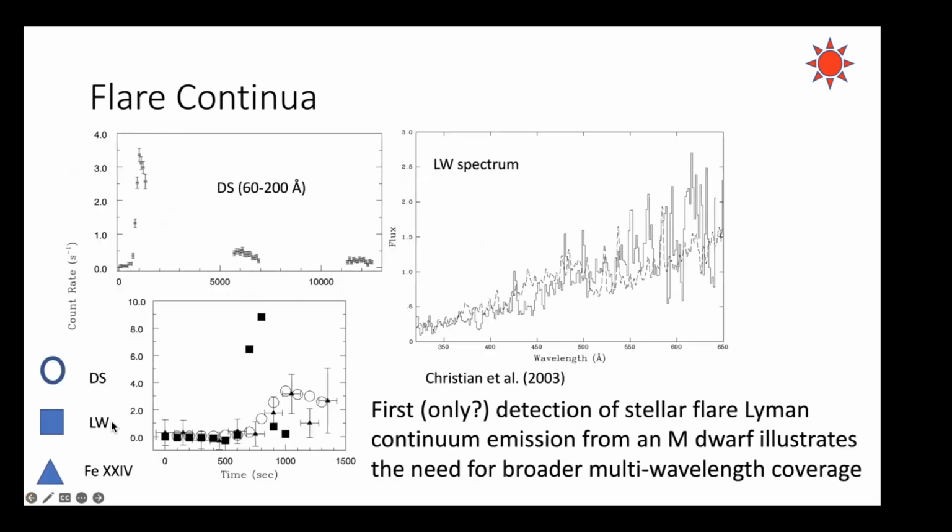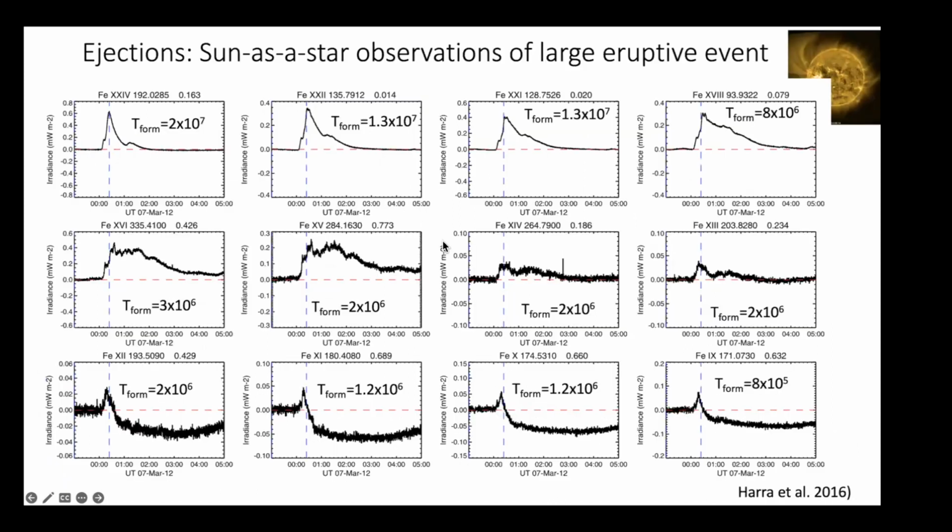I have my doubts. And I just want to throw this in very quickly. This is an EUV wavelength flare observation. It just shows odd continua. So this is the first and maybe the only detection of stellar flare Lyman continuum emission from an M dwarf. Shows the need for broader multi-wavelength coverage. So that's just to put that in the back of your mind for the next time you're thinking about flare continua. Let me move to talking about ejections, which are often accompanying flares.